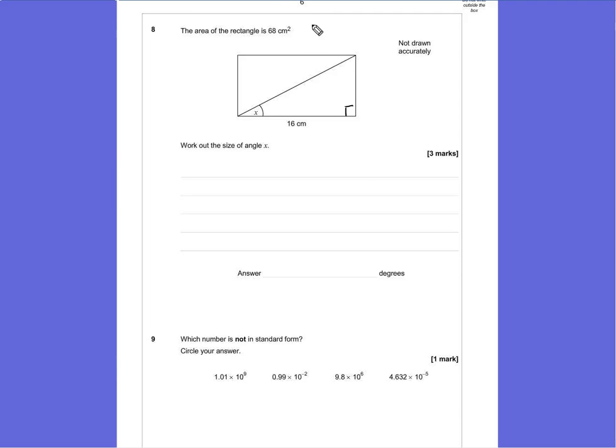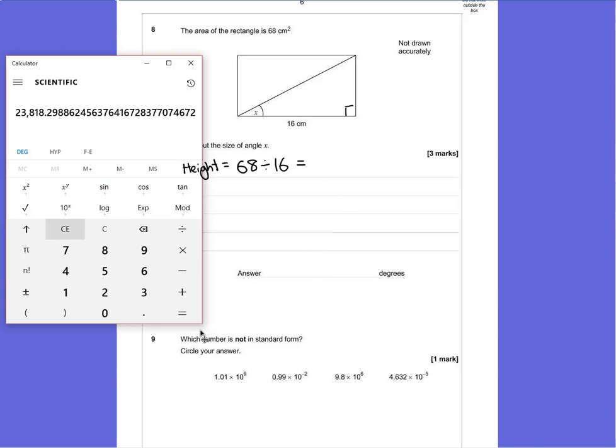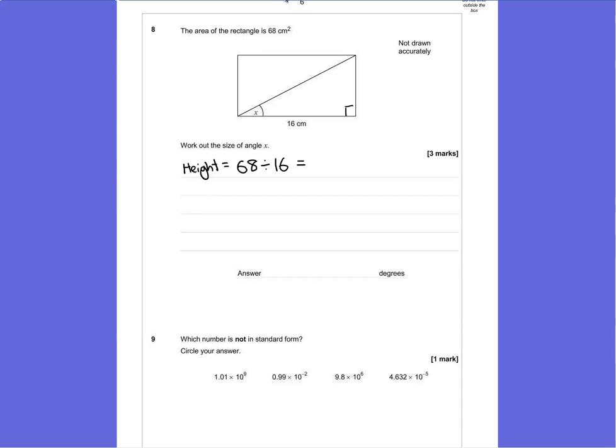And knowing the area will allow us to at least work out what the height of the rectangle is, because base times height would give us 68. So our first step is to work out the height of this triangle. If we already know the area is 68, by dividing by the base, we must be left with the height. 68 divided by 16 gives us a height of 4.25.